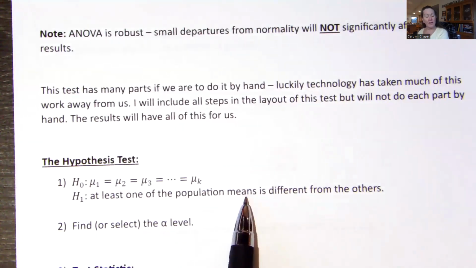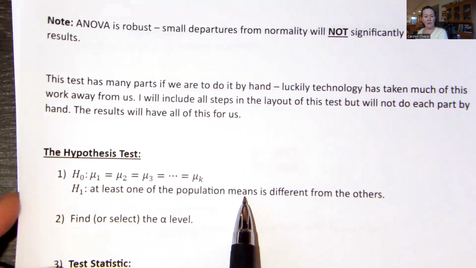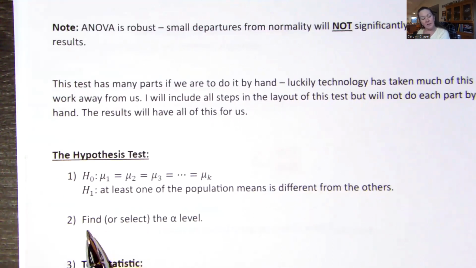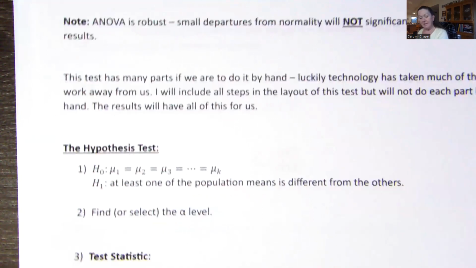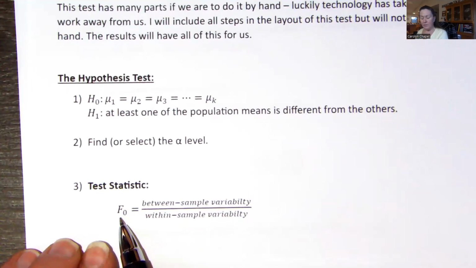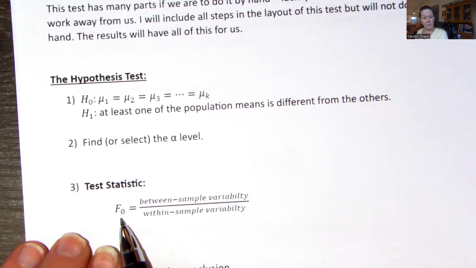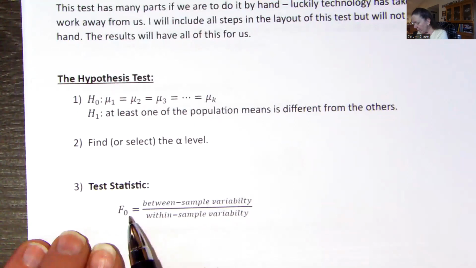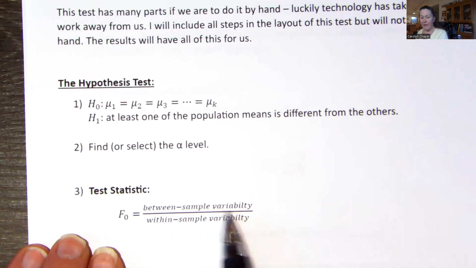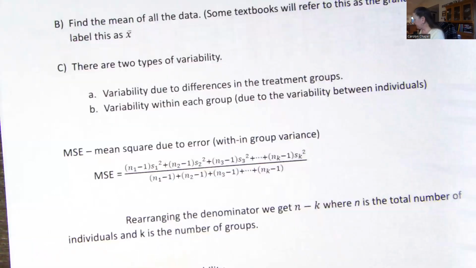We could then go further and do more analysis to find out if that one is different from each of the others by doing a bunch of different 2x2 comparisons. So step 2 is to find that alpha level, and step 3 is to find our test statistic. And our test statistic is an F. So if we were looking at a new curve, we would be looking at our F curve. And our test statistic is found by taking our between sample variability and our within sample variability. I'll go into those in just a moment as to how we would actually calculate those.